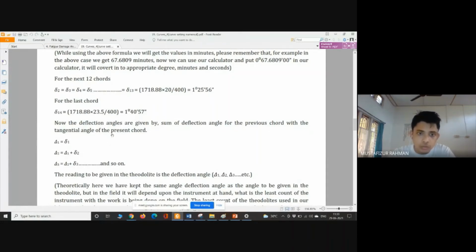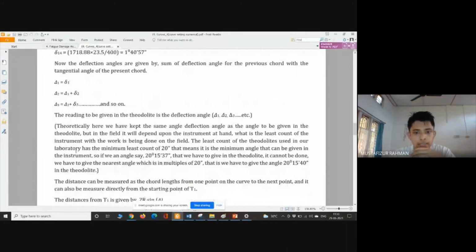Now, what will be the deflection angles to be given from T1 point? So we know that we have to add the values, cumulative values. So capital delta 1 is small delta 1, capital delta 2 is capital delta 1 plus delta 2, just like we saw, okay? So that way we will prepare all the angles.